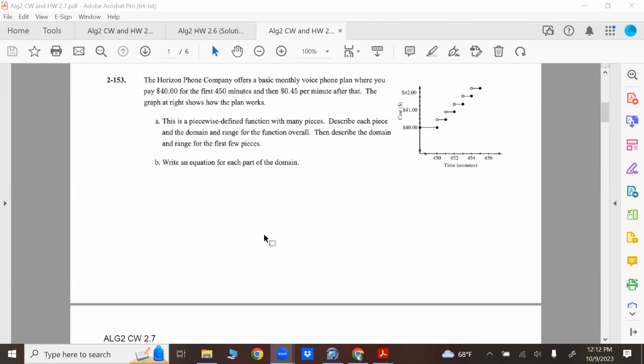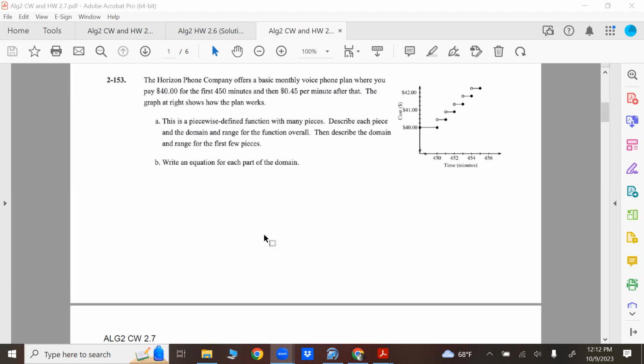Or this case here. Apparently, this phone company charges you $40 for the first 450 minutes, and then 45 cents per minute after that. That's how cell phones used to work about 15, 20 years ago. If you go over your limit, then you paid a lot of money. Now it's just unlimited because we have better data now, but that's how it used to be back in the day. Same thing with text messages too.